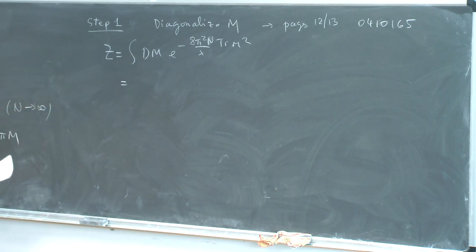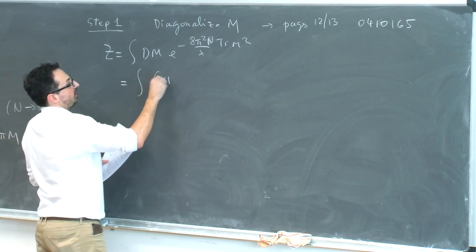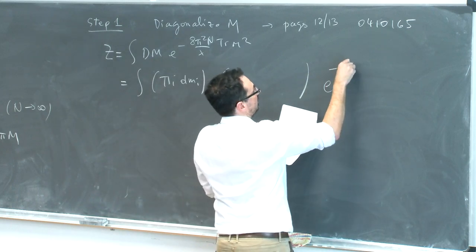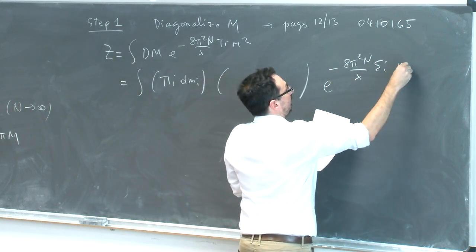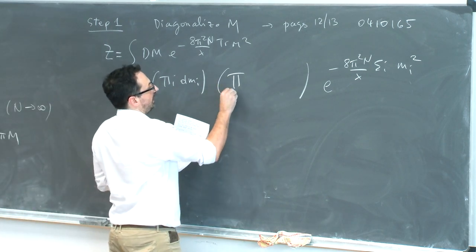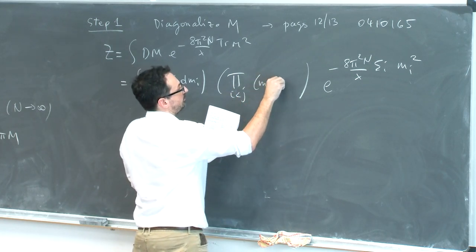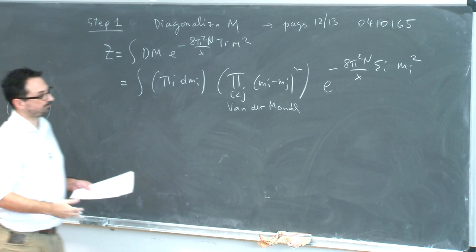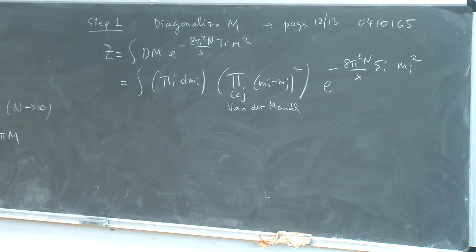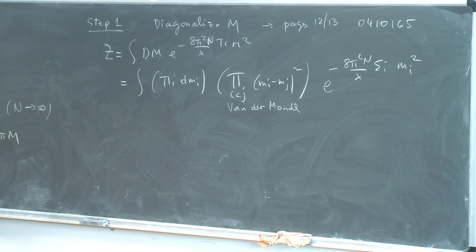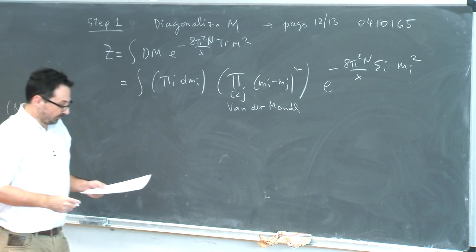So this is some generic N by N matrix. Now I put it into diagonal form. So I've got products over the eigenvalues, dm_i, and then e to the minus 8 pi squared N over lambda, sum over i of m_i squared. This is the Gaussian action. And now you've got this Faddeev-Popov determinant, which is the product over i strictly less than j of (m_i minus m_j) squared, which is called the Vandermonde determinant. Essentially, in these two pages, you are going to understand how to compute this determinant. But it's a standard computation in quantum field theory.